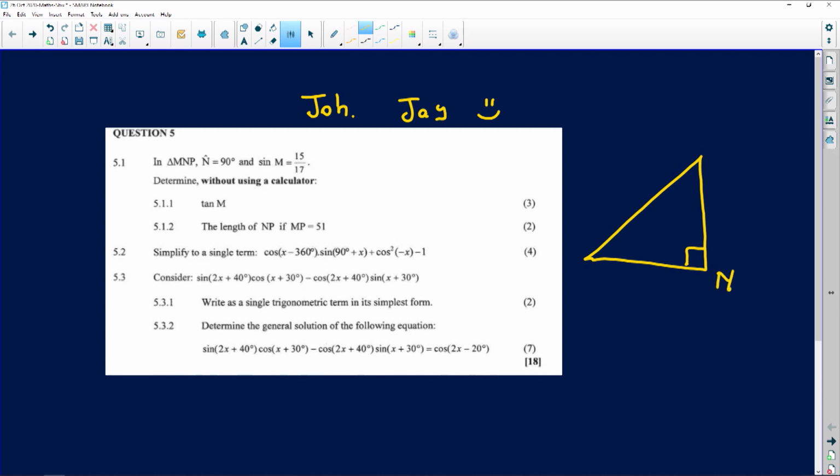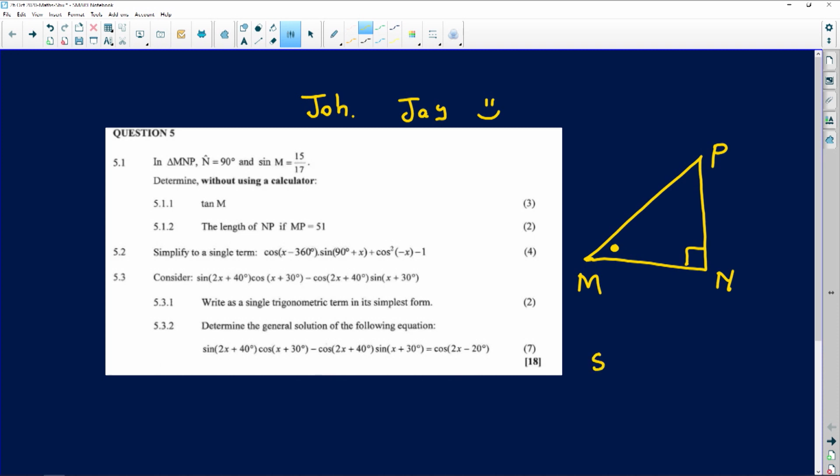Now, once I've got that, I can put P anywhere and I can put M anywhere I like, okay? So I'm going to put P here and I'm also going to put M here for no particular reason. Just putting them like that, it doesn't matter. Okay. Now, we were told that the sine of M is 15 divided by 17. Now, angle M is this angle here at the bottom, okay?